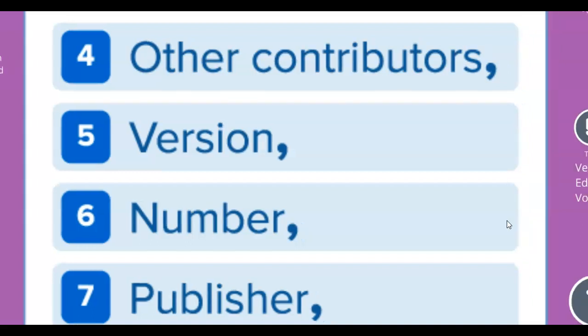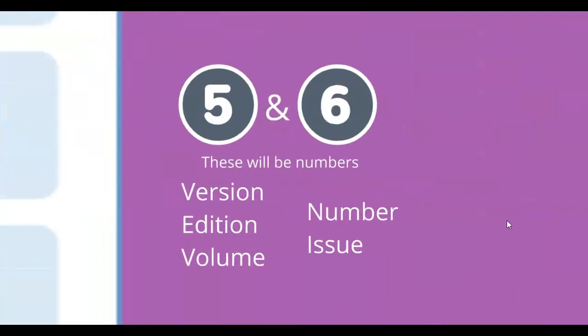All right, next, 5 and 6, version and number issue. These will be numbers. So 5 is going to be like a version, edition, a volume. And then number 6 would be like a number or an issue.